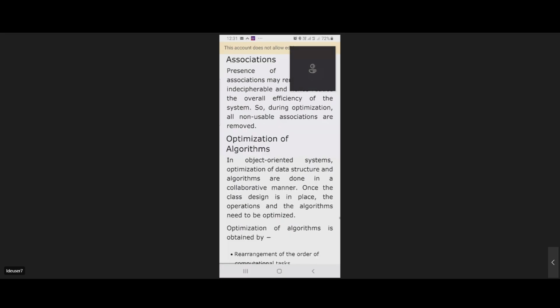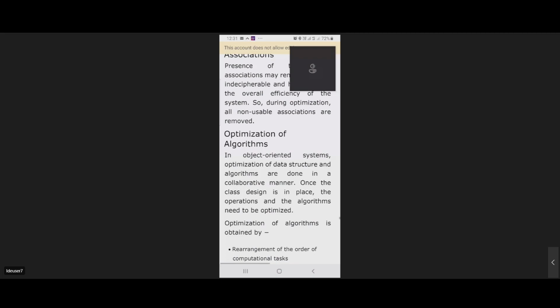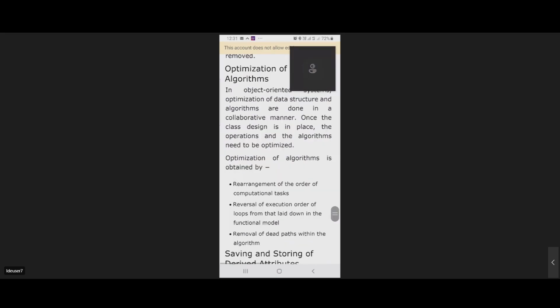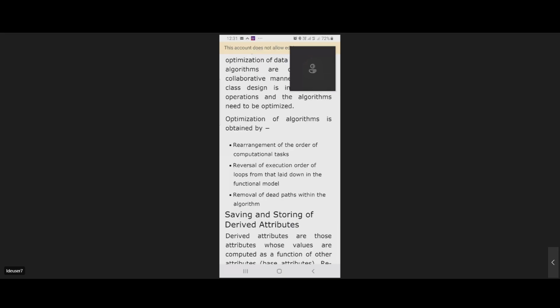Optimization of algorithms. In an object-oriented system, optimization of data structure and algorithms are done in a collaborative manner. Once the class design is in place, the operations and the algorithms need to be optimized. The optimization of algorithms is obtained by rearrangement of the order of computational tasks, reversal of execution order of loops from that laid down in the functional model, and removal of dead parts within the algorithm.